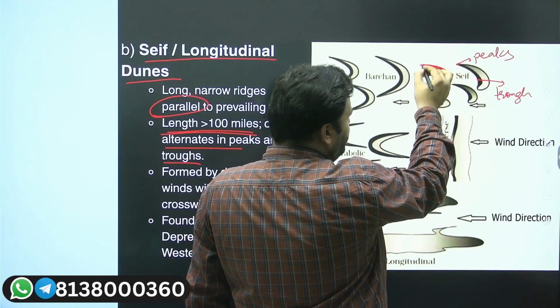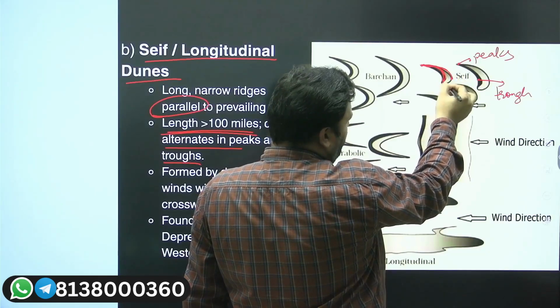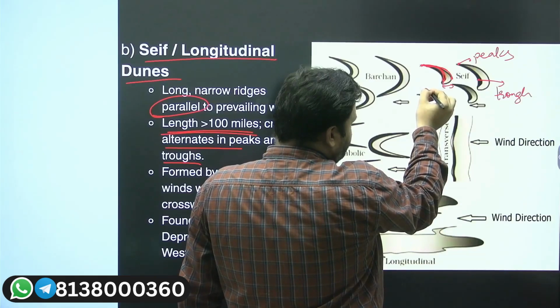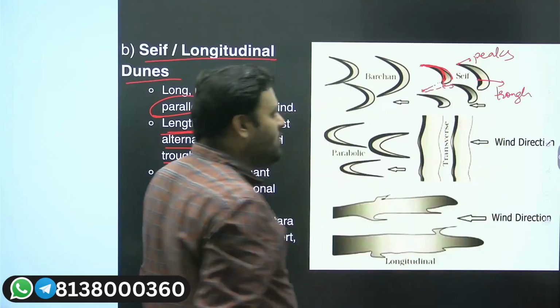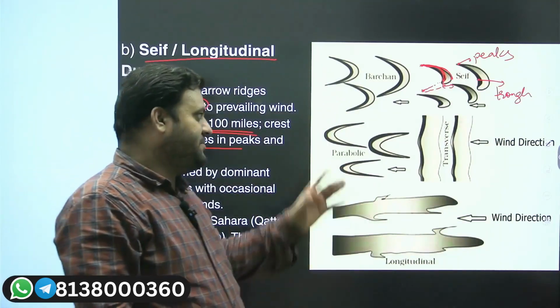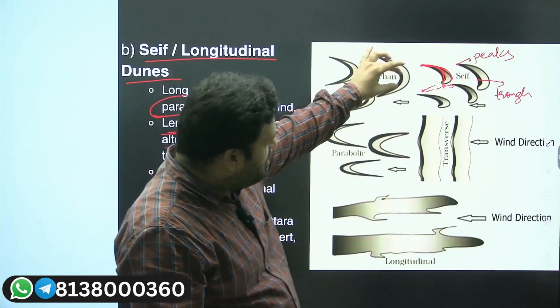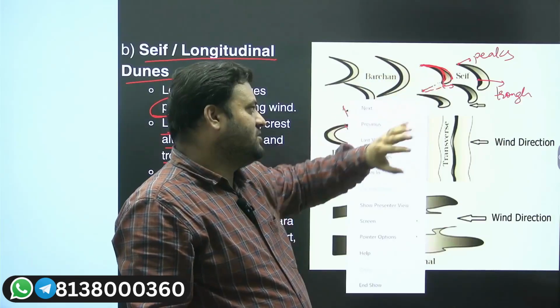One end will be pointed, whereas the other end, the second end, will have some sort of open appearance as compared to this. So it is supposed to be like this. Okay, it is supposed to be like this. Then it might be called Barchans. Okay, so one horn is there, the other horn is not there. Okay, that's why it is called what? Safe.